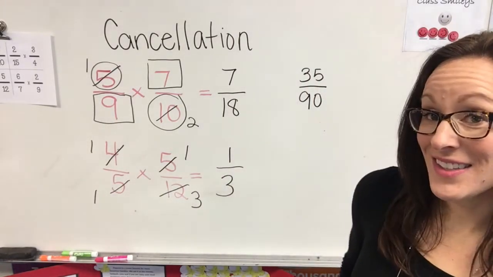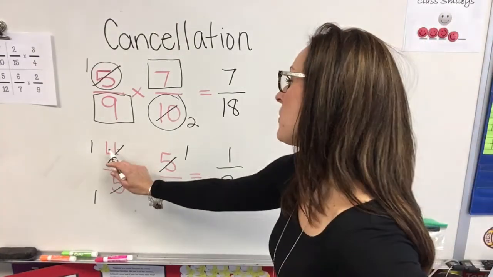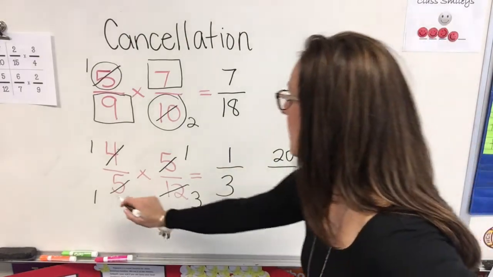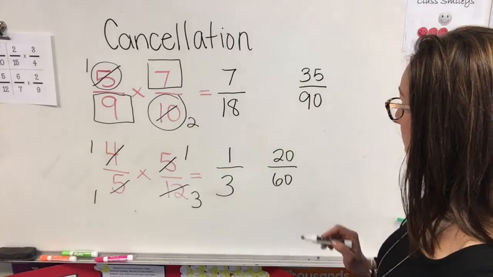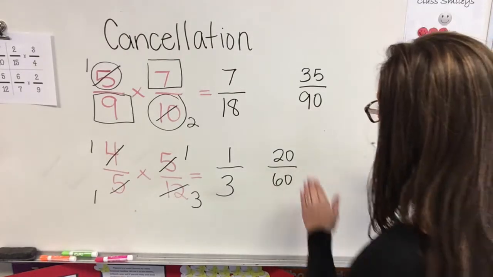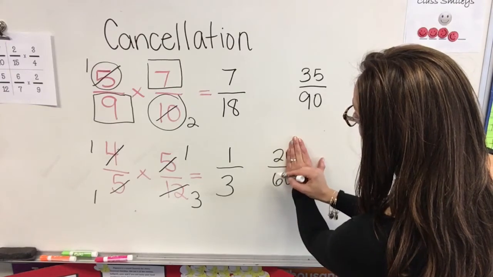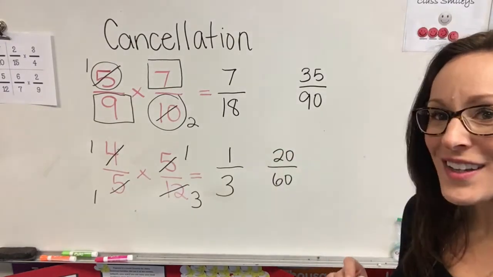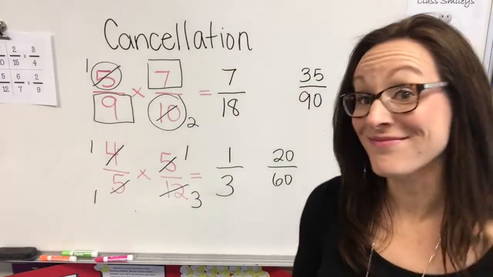If I had done this without reducing these first, without cross-canceling, I would end up with 4 times 5 is 20, and 5 times 12 is 60. I would have to do some work to reduce this down. First, I'd get rid of those 10s and I'd have 2/6, and I know that 2/6 can reduce down to 1/3. But isn't it a lot easier to do it at the front end of the problem than the back end? I think so.